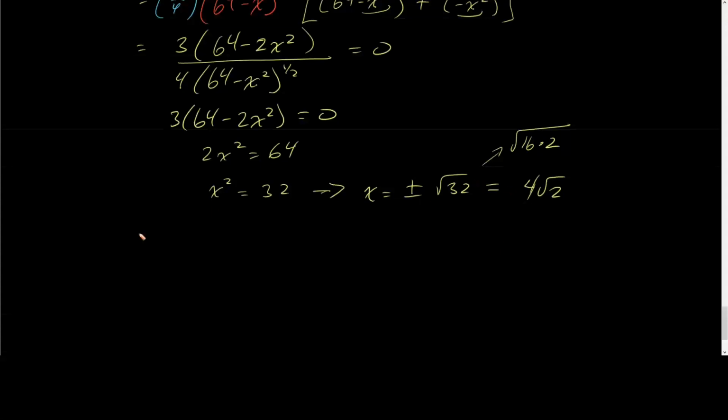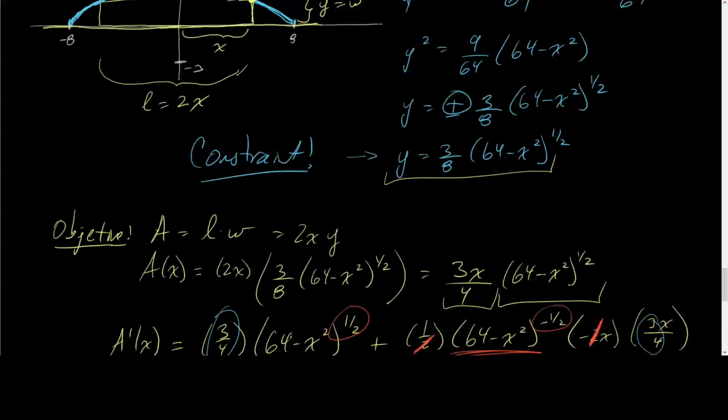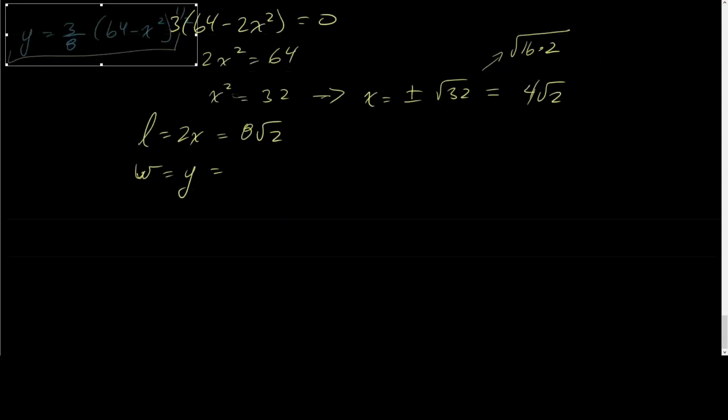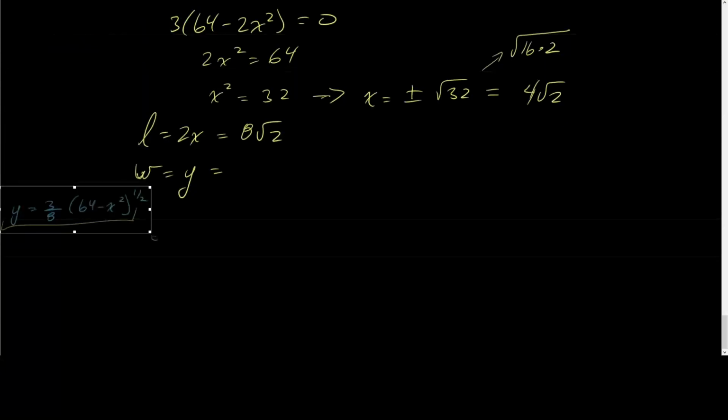Now, what does that tell us? Well, that tells us that the length of the rectangle, if you recall, the length was twice x, which in this case means 8 radical 2. And the width of the rectangle, recall that was y. And what was y? By definition, y was this thing over here. Let's copy that. I'll just put this on the side here as a reminder. So that was a y value.